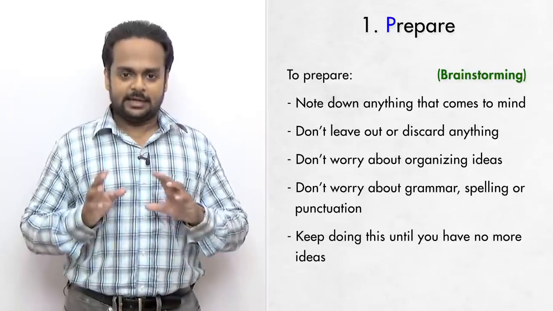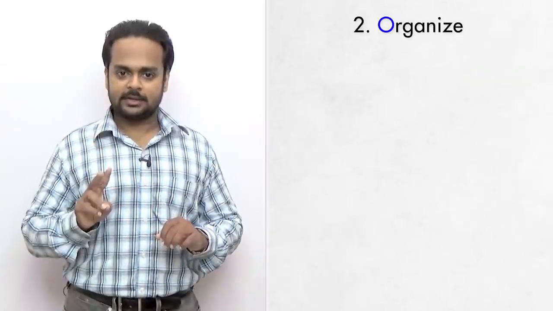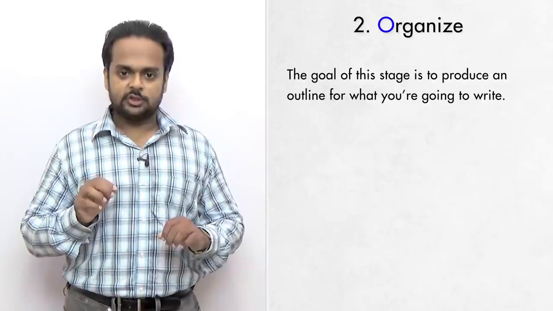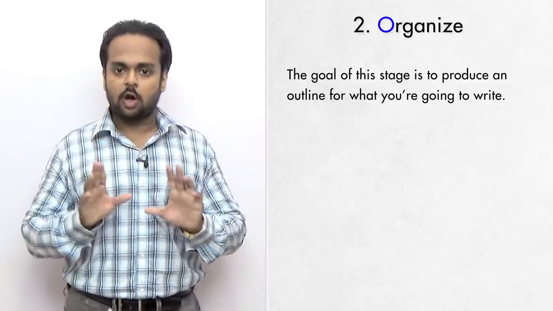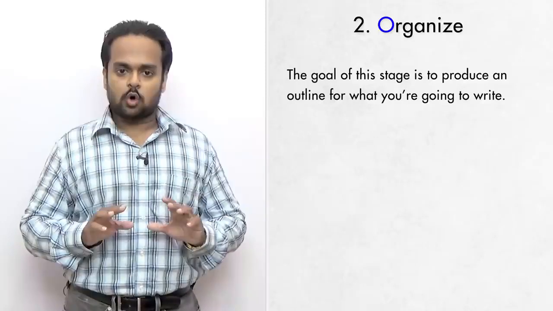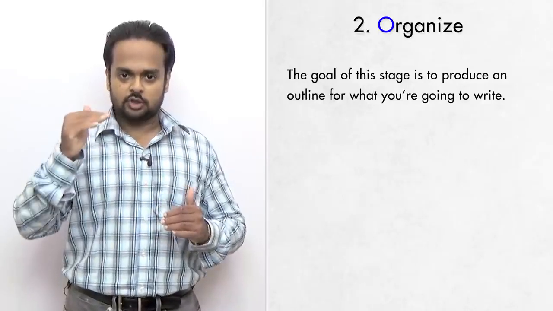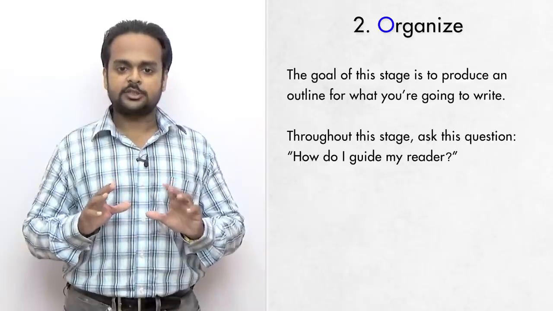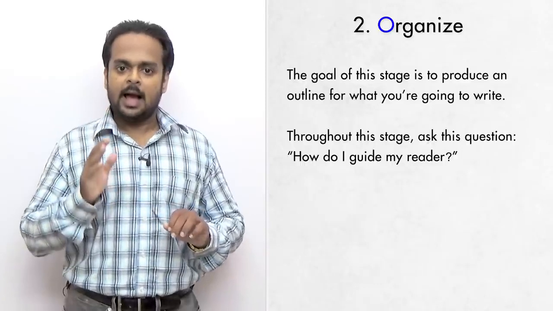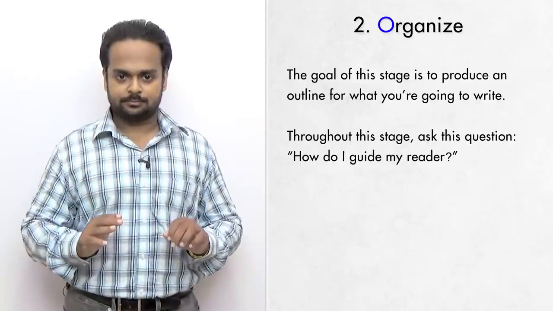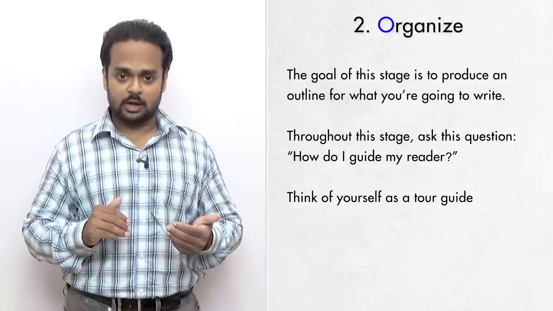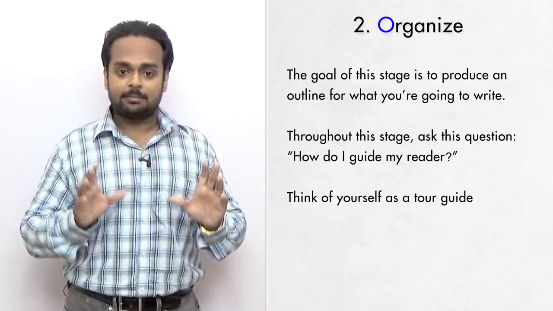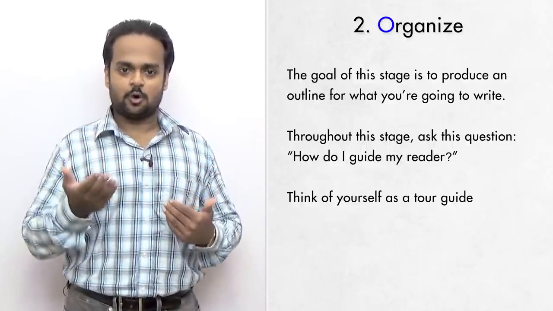Okay, once you have the ideas you need, you move on to the second stage, which is organize. The goal of this stage is to produce an outline for what you're going to write. That is, you're going to structure your ideas in a logical manner. So throughout this stage, you should keep asking yourself this question: how do I guide my reader? Think of yourself as a tour guide. Imagine that you're taking your reader through a tour of a great place. That great place is your writing.